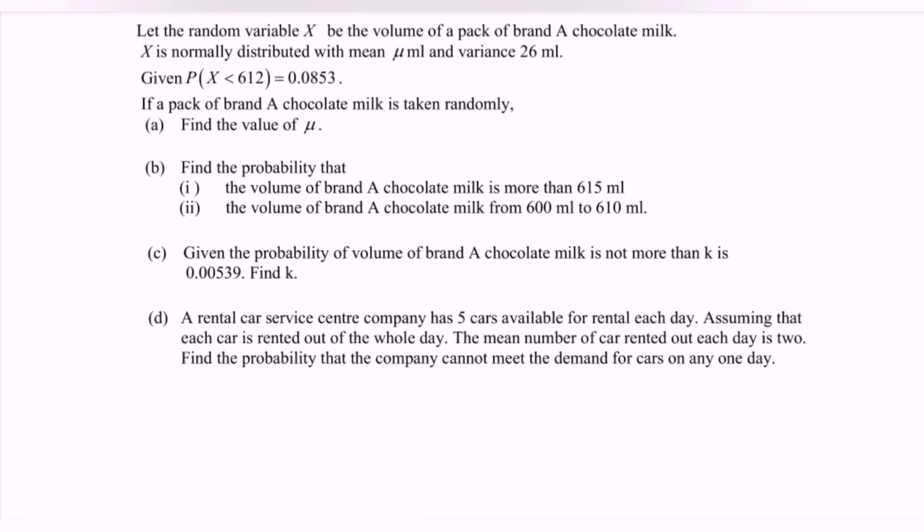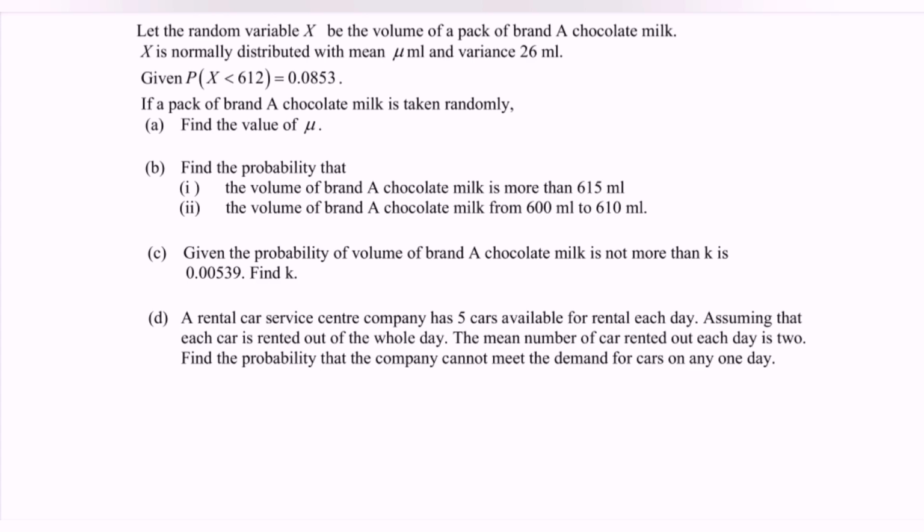Hello everyone, in this video I'm going to discuss the example for special probability distribution. Let the random variable x be the volume of a pack of a brand A chocolate milk. X is normally distributed with mean mu ml and variance 26 ml. Given the probability that x is less than 612 is 0.0853. If a pack of brand A chocolate milk is taken randomly, find the value of mu.